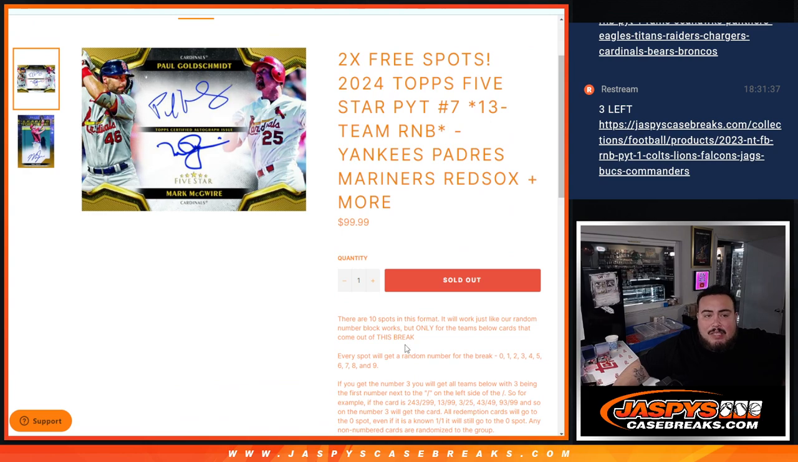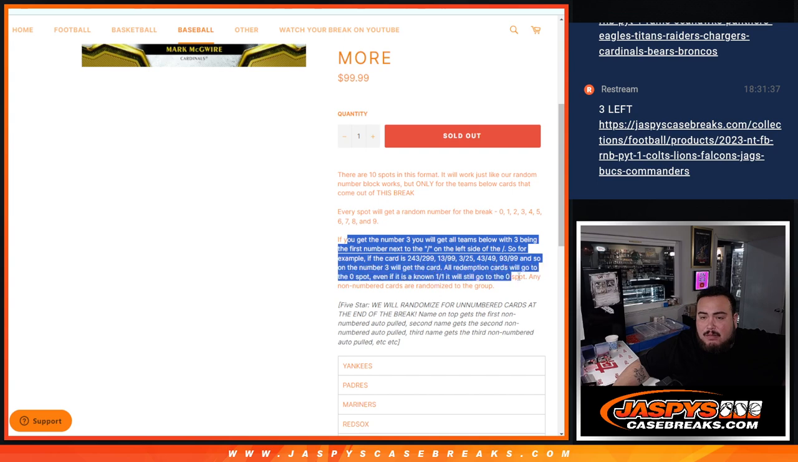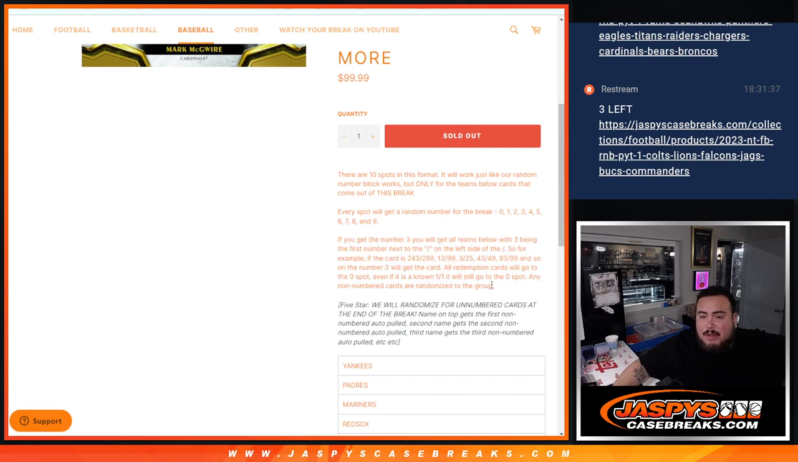And basically, if any of those teams hit and they're numbered and they match your serial number, you get assigned to you, that means those hits go to you. Remember, any and all redemption cards go automatically to spot zero. And if there's any non-numbered cards, we randomize them to the group.